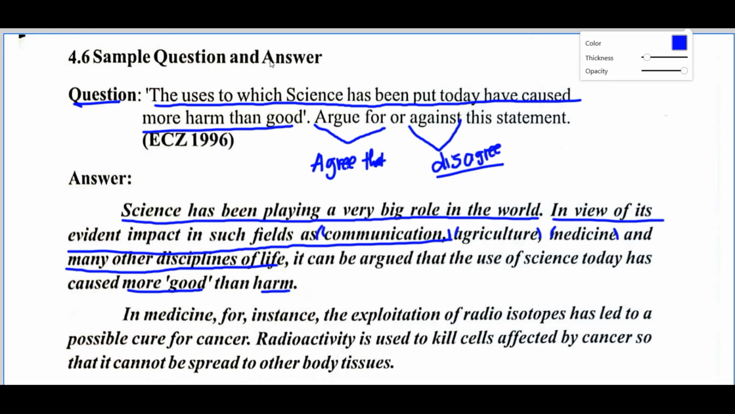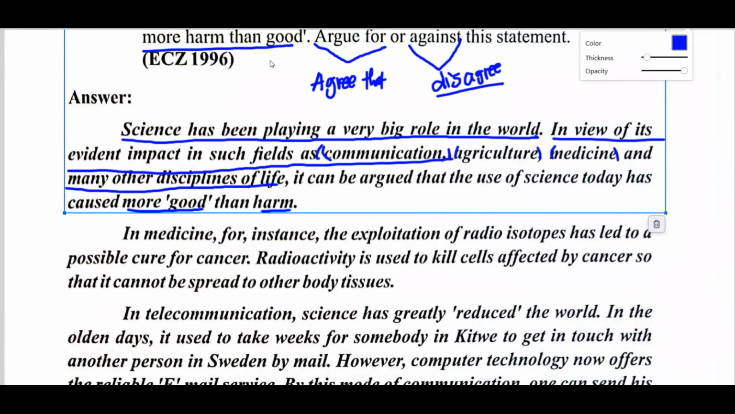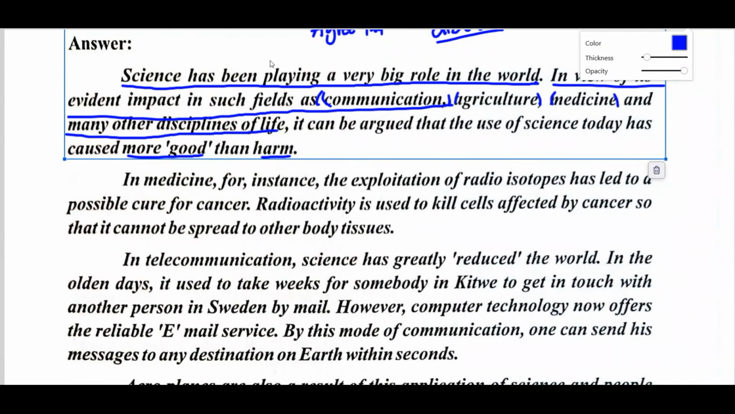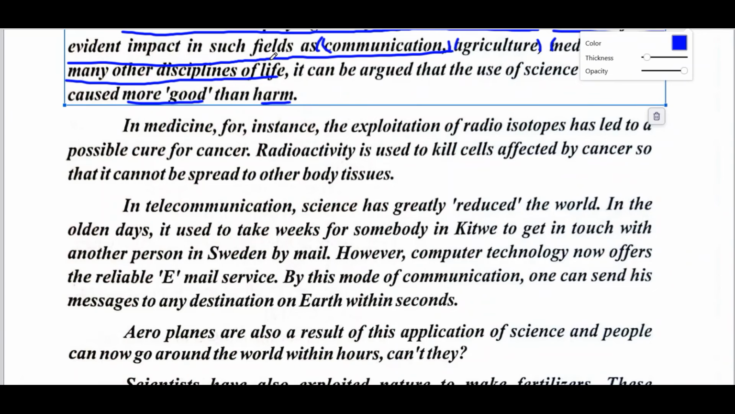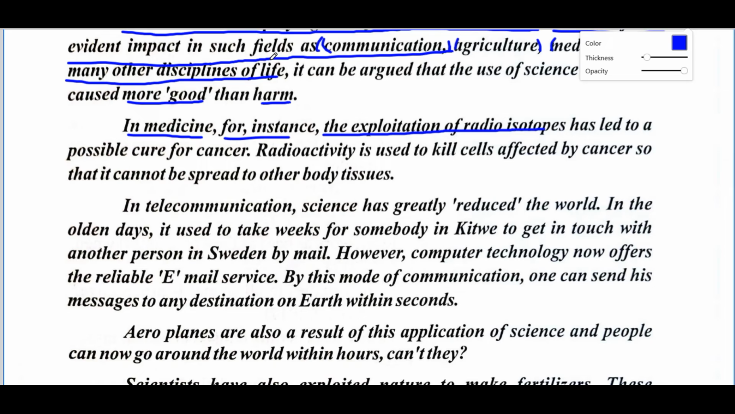Alright, so we want to defend that science has caused more good. So let's look at the first defense that we can give so that people can be on our side. Let's begin with medicine. In medicine, for instance, the exploitation of radioisotopes has led to a possible cure for cancer. Radioactivity is used to kill cells affected by cancer so that it cannot spread to other body tissues.